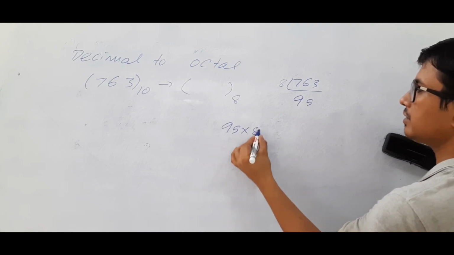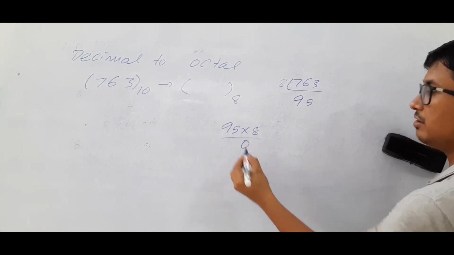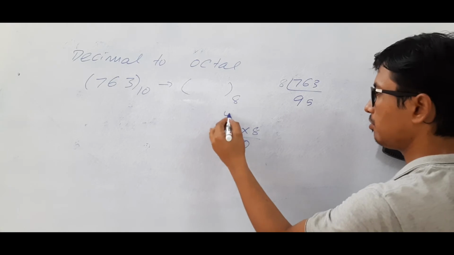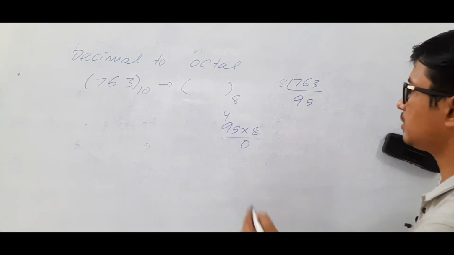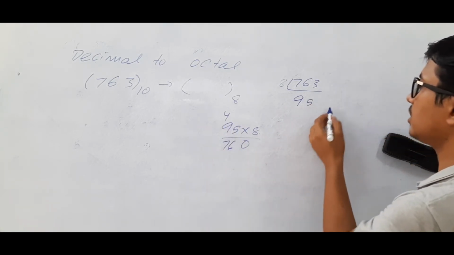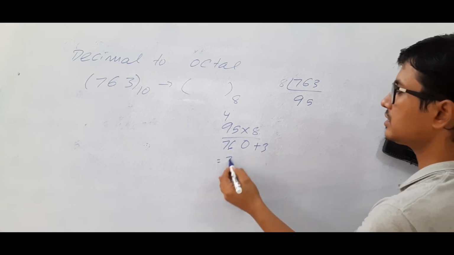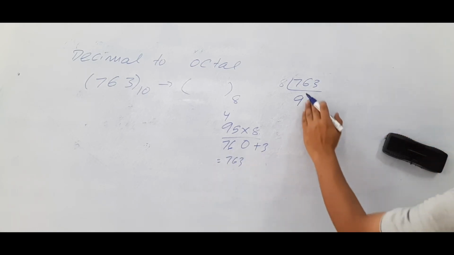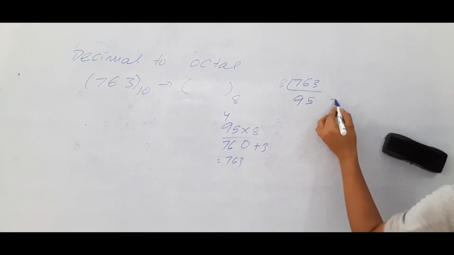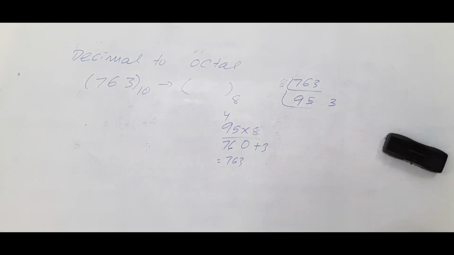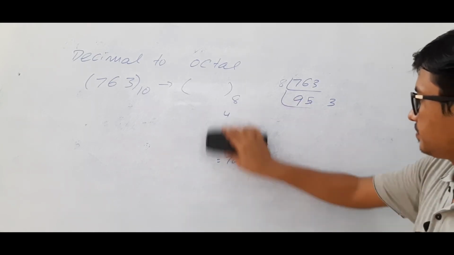95 into 8, how much? 8 5s are 40, 8 9s are 72, 760. You got the remainder, you added 3, you will get 763. So 95 is the quotient and the remainder is 3. Are you able to understand it or not?